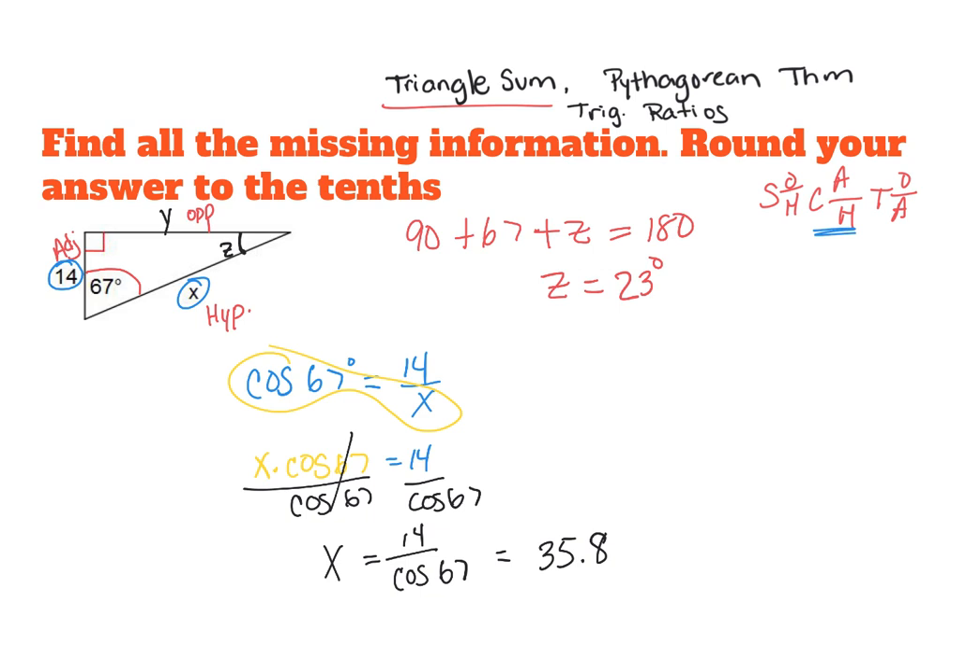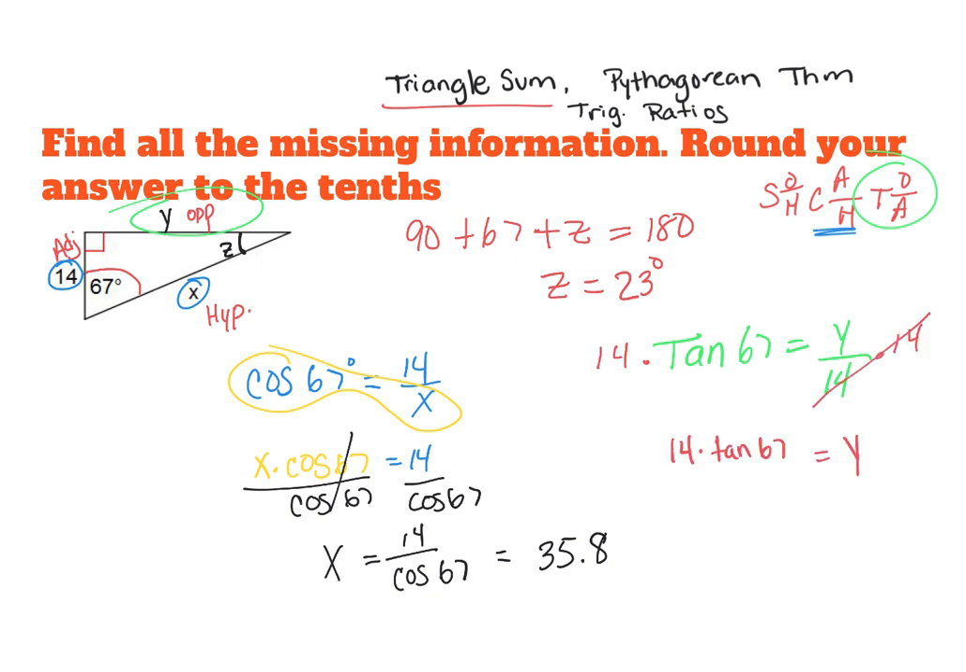And now I can find my other side by setting up another trig ratio. Now I don't care about the hypotenuse, I care about the opposite side because that's my only unknown left. So I can set up another equation using the trig function with opposite and adjacent. So I'm going to use tangent this time. And then 67, because I'm still talking in relation to this angle. Opposite, which is unknown, over adjacent, which is 14. And now I'm going to solve for y.